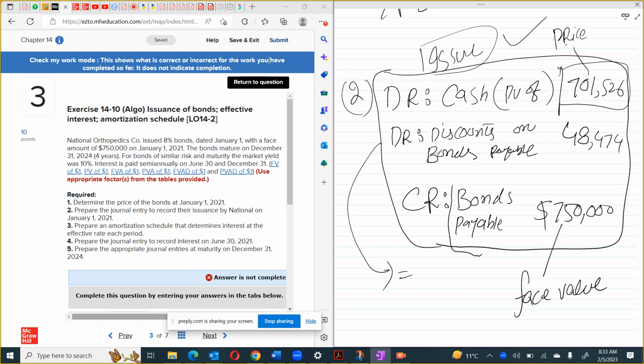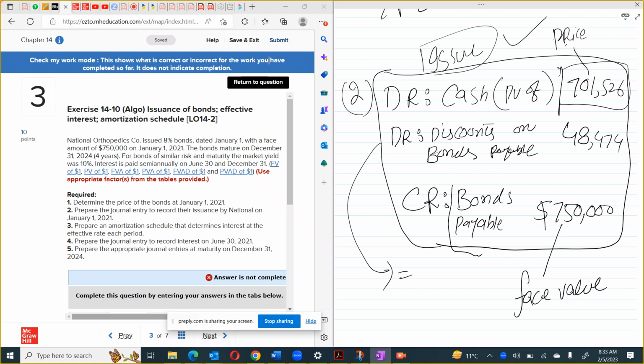Got it? This is the logic. This is practical, because at maturity you have to repay the full amount. There is no discount at maturity. And at the start, there is a difference between the present value and the future value. That's why there is a difference of discount between the present value and the future value.